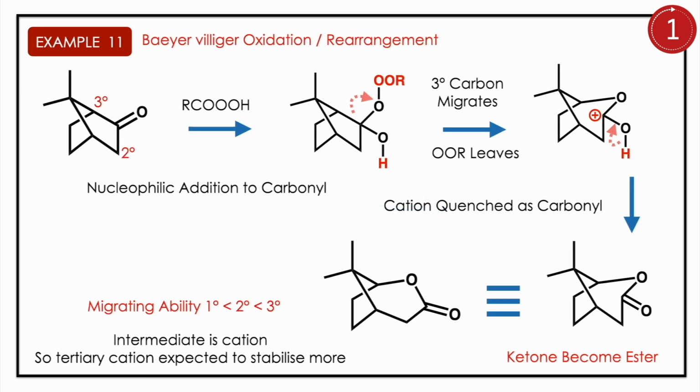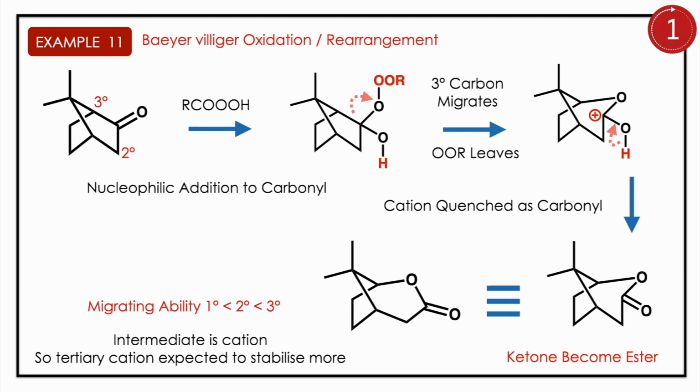Here there is a ketone and a peracid, so you might realize it's a Baeyer Villiger oxidation rearrangement reaction. The first step will be attack of the acid on the carbonyl. It's a nucleophilic addition reaction, so a new C-O bond forms. It makes the carbon atom unstable, so a carbon in the ring has to migrate.